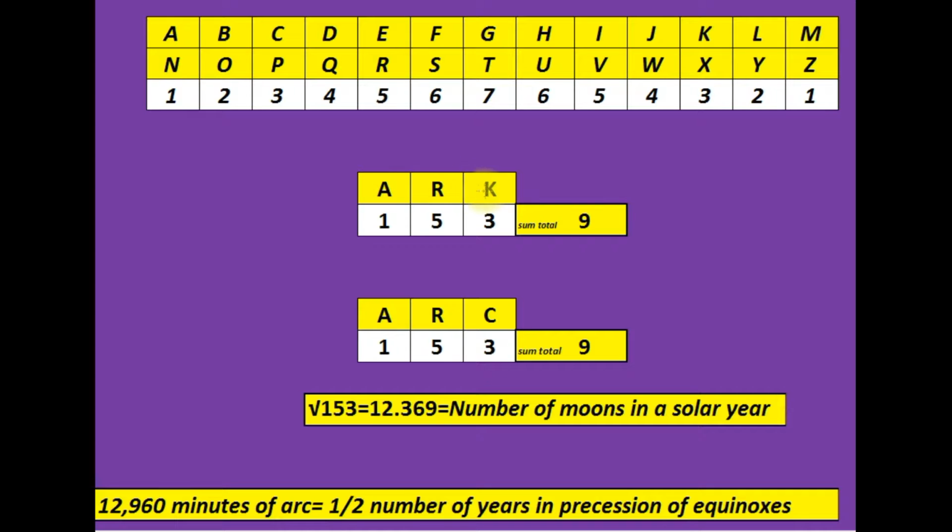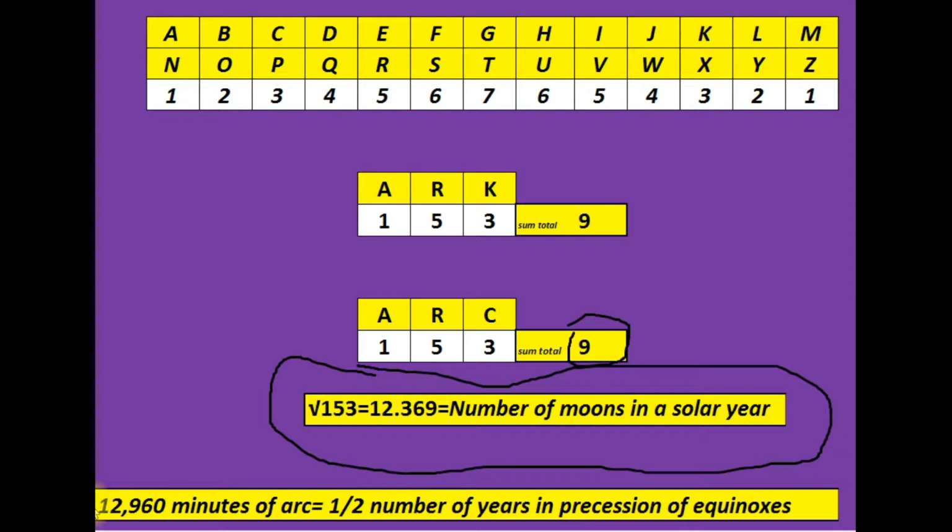We see that Arc with a K is the 153, but it breaks down to a sum total of 9. Arc with a C using the cipher also is 153 and having a value of 9. The square root of 153 is the number of moons in a solar year, 12.369. And the 12,960 minutes of arc equals half the number of years in the precession of the equinoxes as our Earth passes through the 12 constellations of the zodiac.